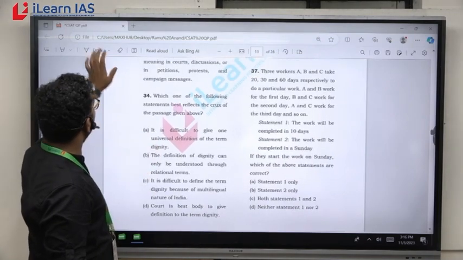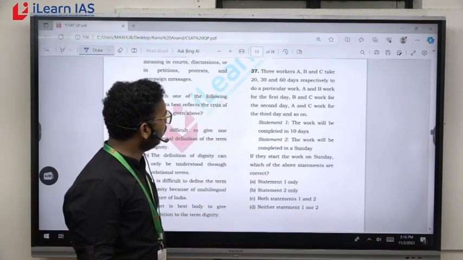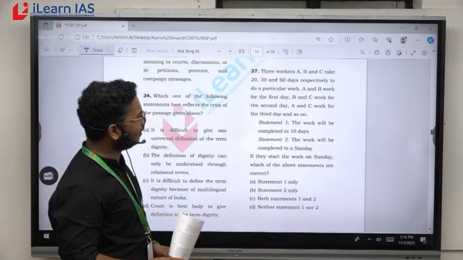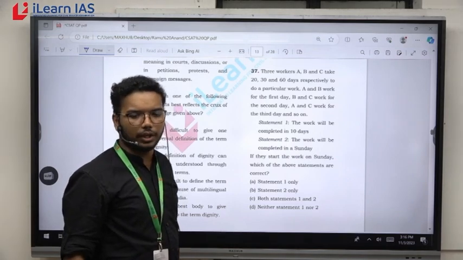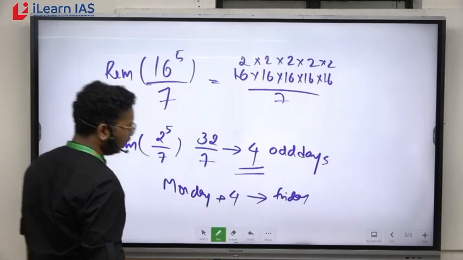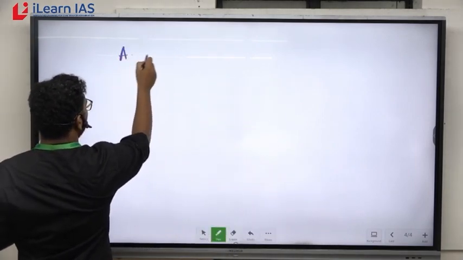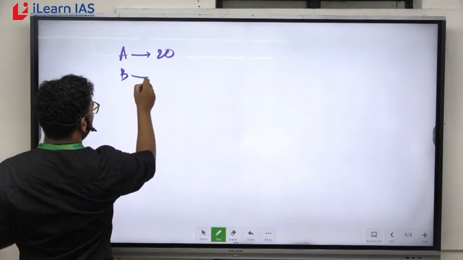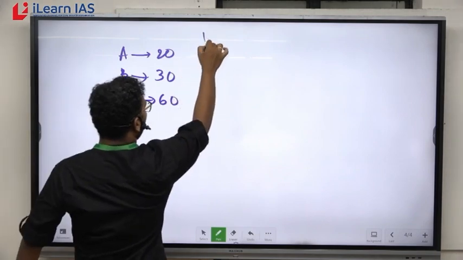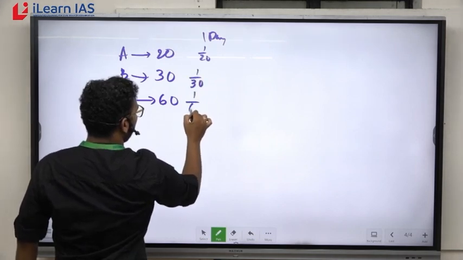Three workers A, B and C take 20 days, 30 days, 60 days respectively to do a particular work. A and B work for the first day, B and C work for the second day, A and C work for the third day, and so on. Two statements are given, and we have to find which is correct. A takes 20 days, B 30 days, and C 60 days. One day work: A is 1 by 20, B is 1 by 30, C is 1 by 60.